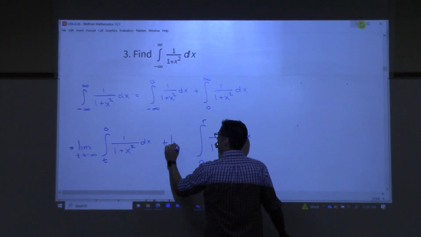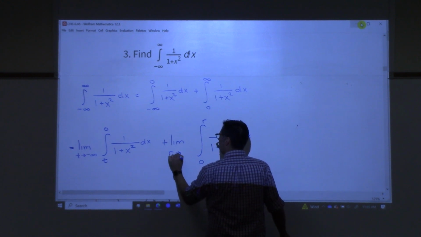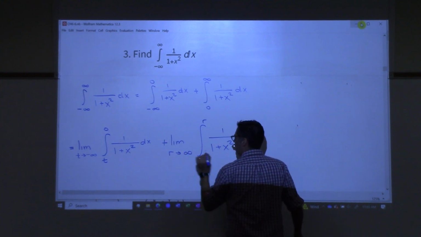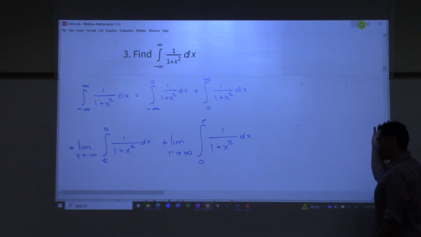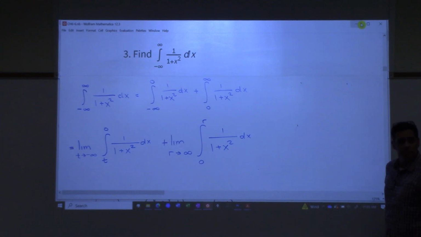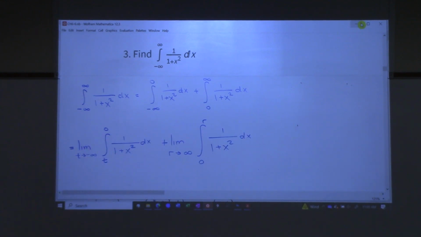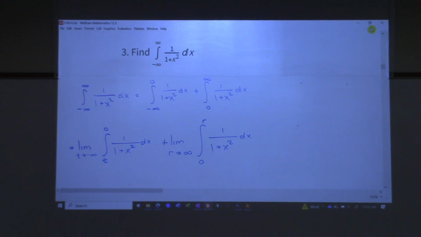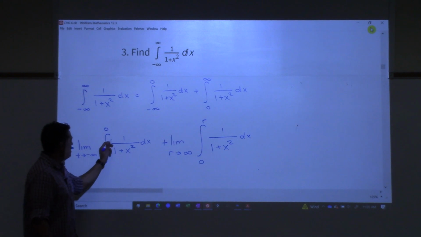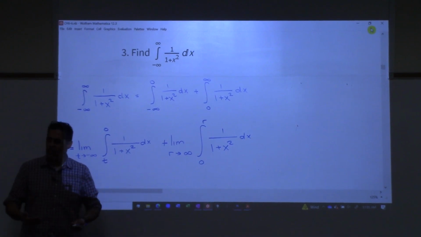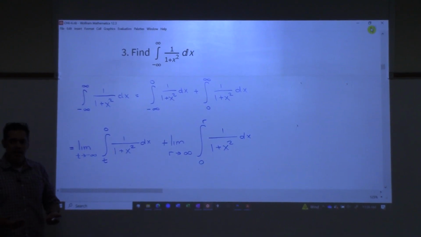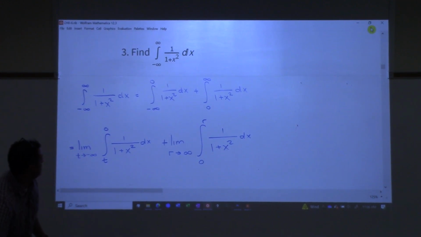And I'm going to take the limit this time. I'm going to let r go to positive infinity. Now, for each of those, I need to actually find the antiderivatives, don't I? I need to find the antiderivative of this, use the fundamental theorem of calculus, and then evaluate at the 2 points, and then do a limit at the very end. So let me set that up here.